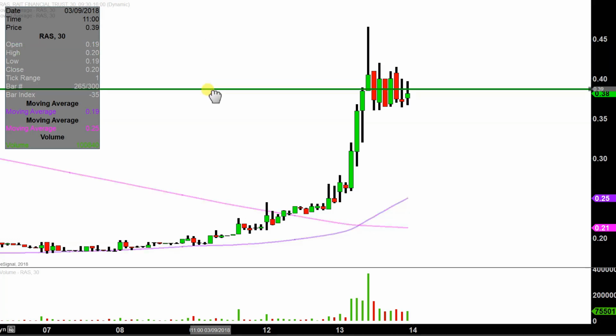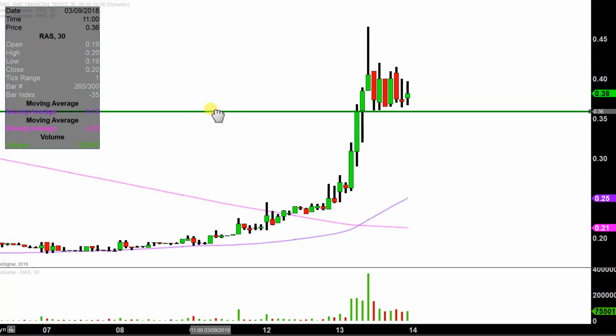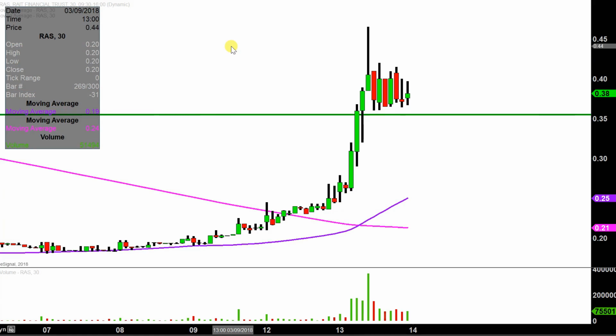I mean, if you say, hey Clay, what would make this chart look the absolute strongest going forward? That would be if the price can stay up here above 35 cents. Now, don't get me wrong, if the price falls below 35, by no means am I saying the entire chart's ruined or anything like that. But yeah, if the price can manage to stay up here above 35 cents, that would certainly be a huge sign of power.